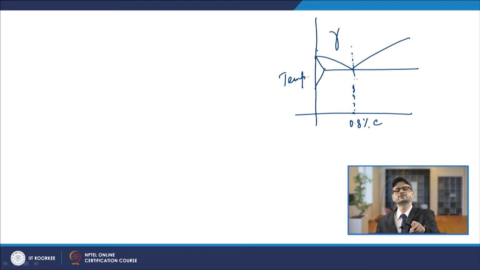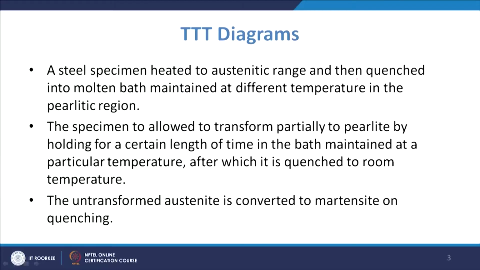Now, you are heating that specimen in the austenitic range, going above 723 degrees centigrade, somewhat above, so that the whole specimen is austenitized, the whole of the specimen is austenite. Then we are quenching into a molten bath maintained at different temperatures. So, you maintain the molten bath at different temperatures below the lower critical temperature.